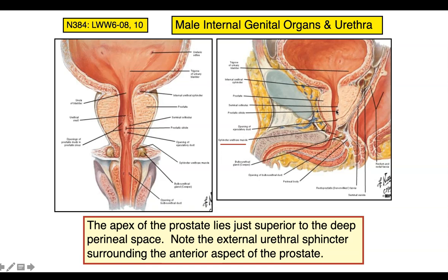The seminal colliculus also has a depression, which we call the prostatic utricle. The prostatic utricle is an embryological remnant. It is not that important. The ejaculatory duct openings are inferior to the prostatic utricle, but within the seminal colliculus. And the ejaculatory duct carries the sperm via the ductus deferens, and also it carries the seminal fluid.